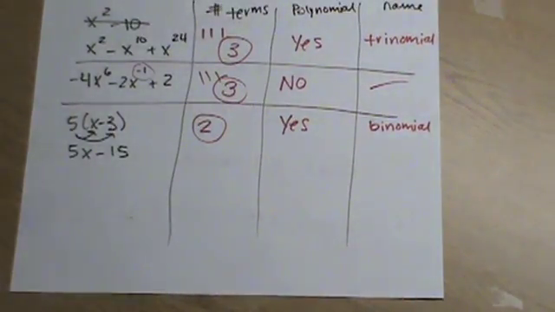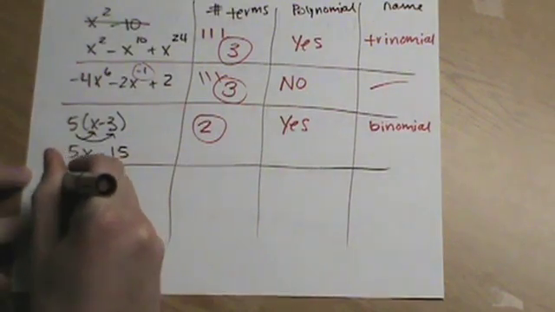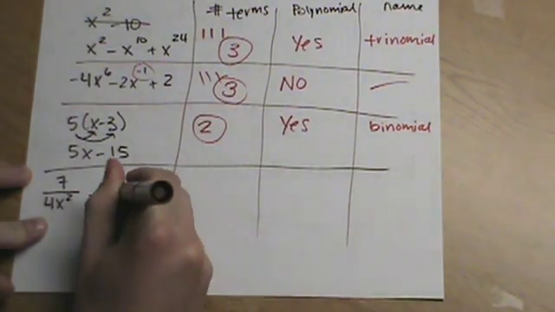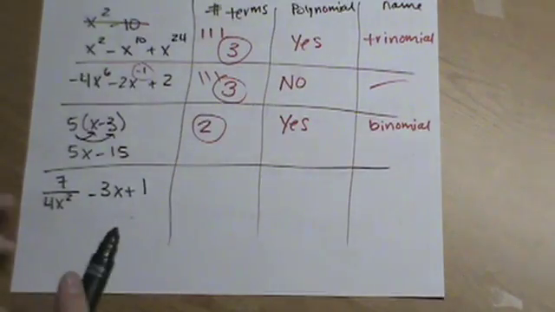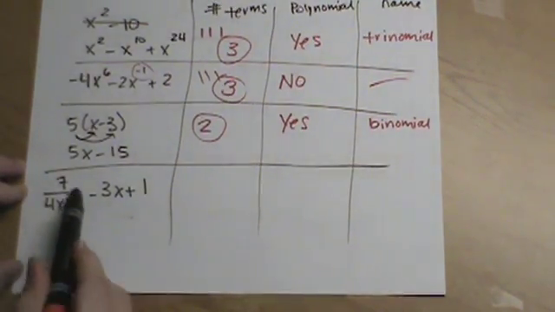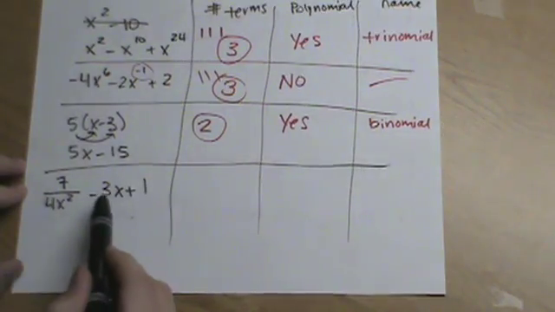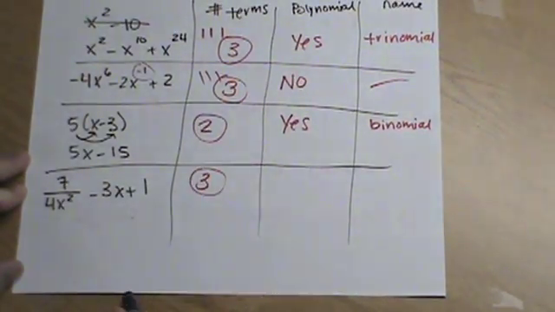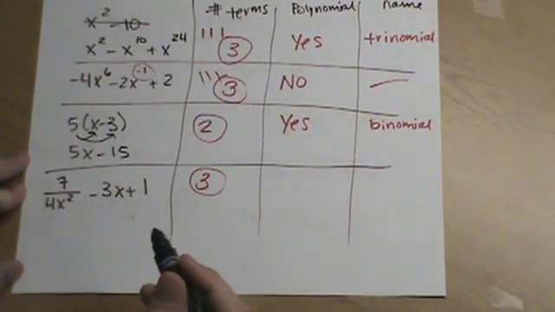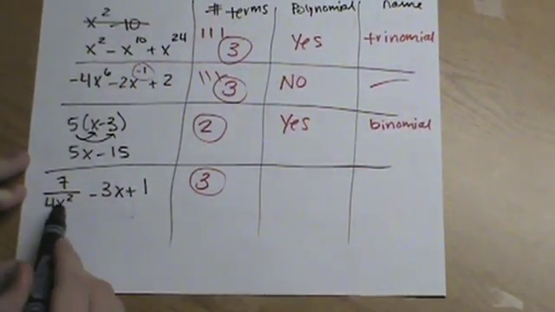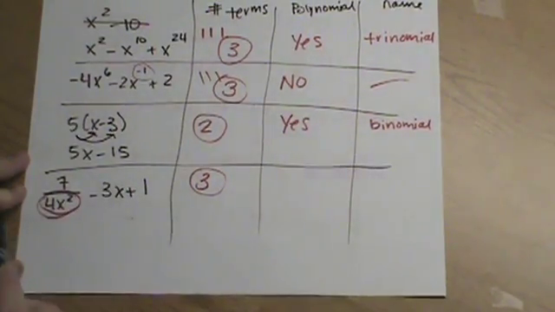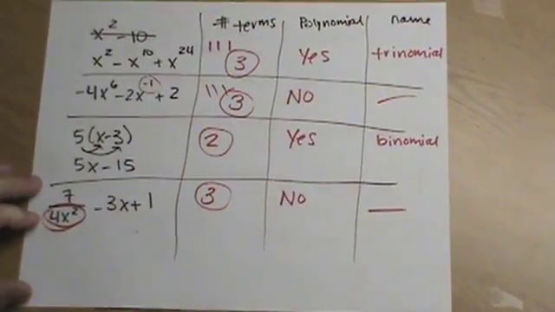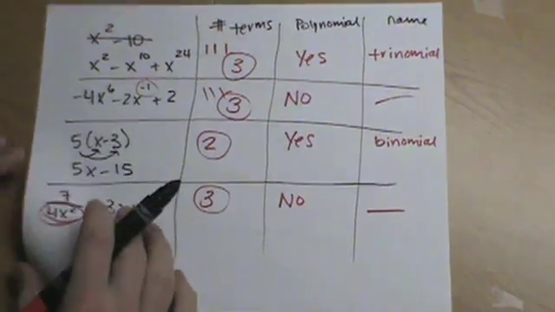And how about one more? Let's do 7 over 4x squared minus 3x plus 1. Alright, so let's count our terms. We have 1 right here with the x squared in the denominator. We have 1 right here with the 3x, and we also have just our plain old number 1. So that makes it 3 terms. And is it a polynomial? So negatives in the exponents, or x in the denominator. Well, right away we see that this x right here, it's in the denominator. So that means, nope, it's not a polynomial. That means, since it's not a polynomial, it doesn't have a name. That's all there is to it.